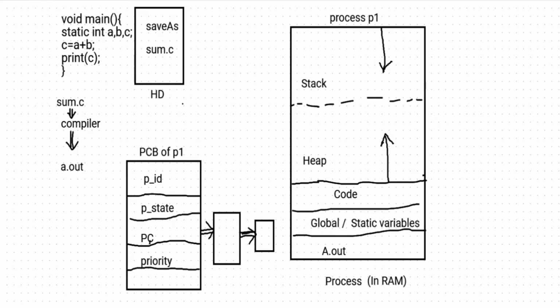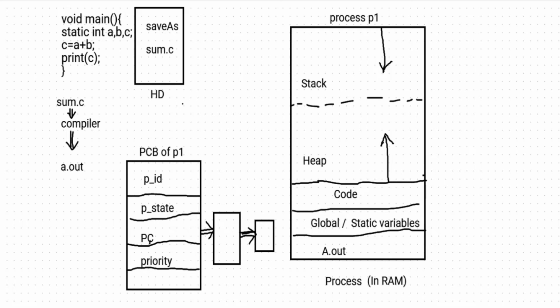You have saved this program, let's say the name of the program is sum.c, and this saved program, follow my pointers for this approach. Okay, so the name of the program is sum.c. You have saved it inside the hard disk. Okay, and this program you're compiling now.